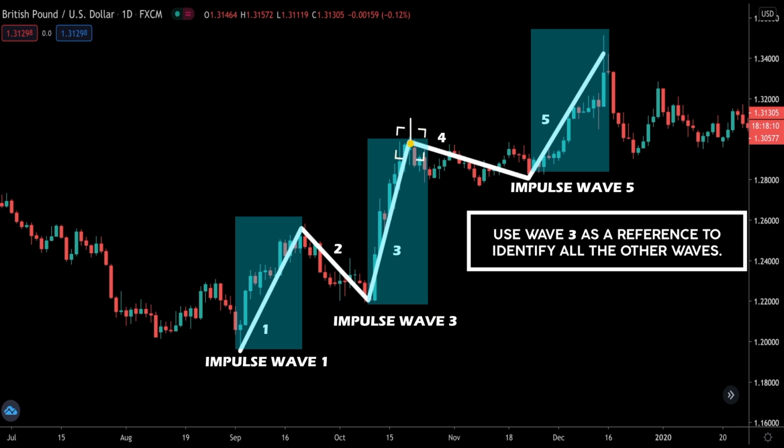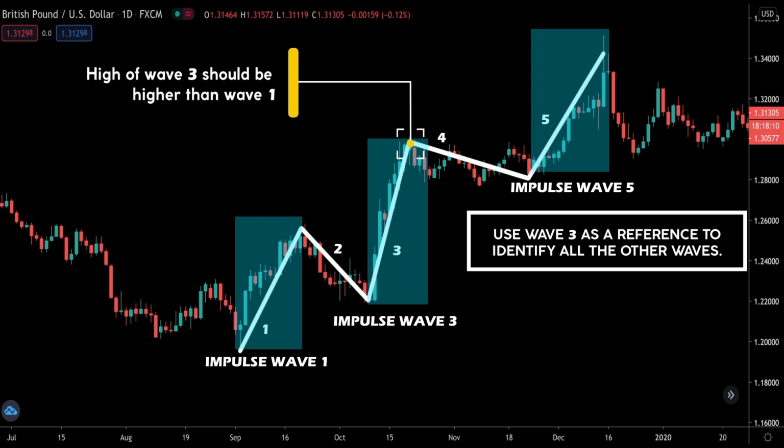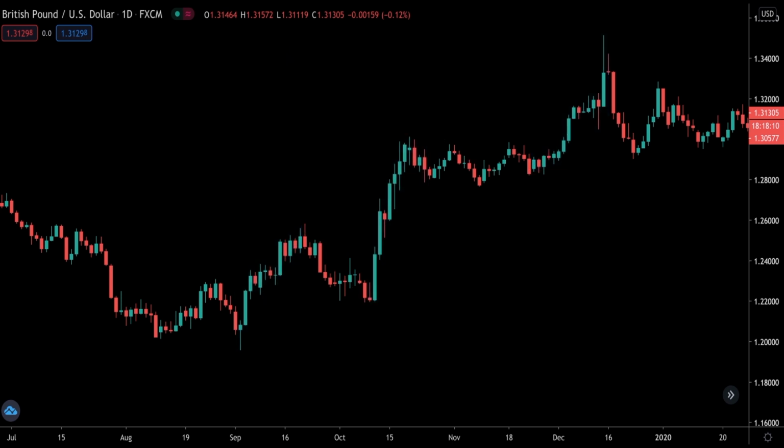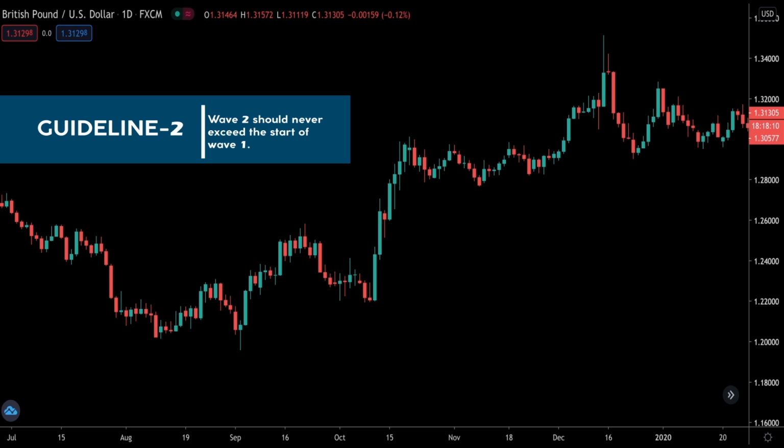In an uptrend, the high of wave 3 should be higher than that of wave 1, meaning that price has made a higher high. The converse is also true. In a downtrend, the low of wave 3 should be lower than that of wave 1, meaning that price has made a lower low. If this is not true, you have to re-evaluate your labeling and check if you identified the waves correctly. Guideline number 2.